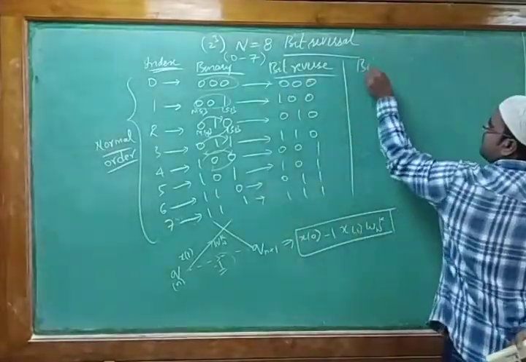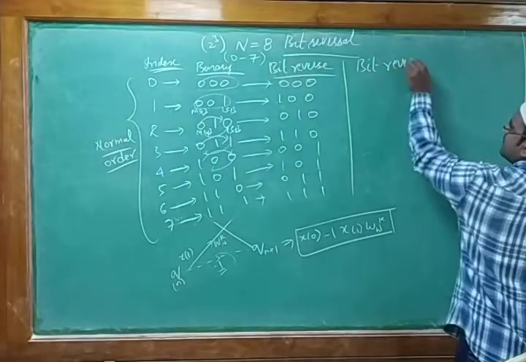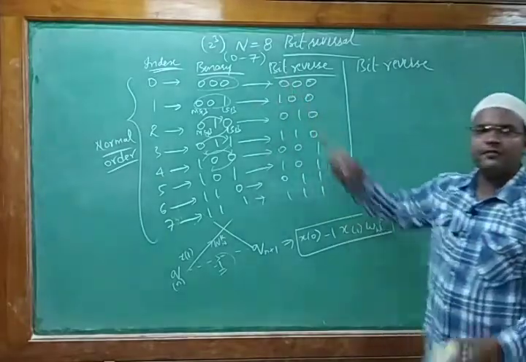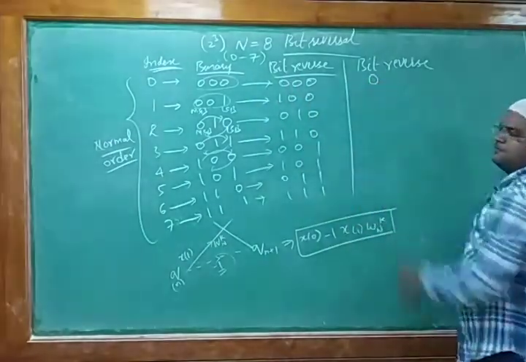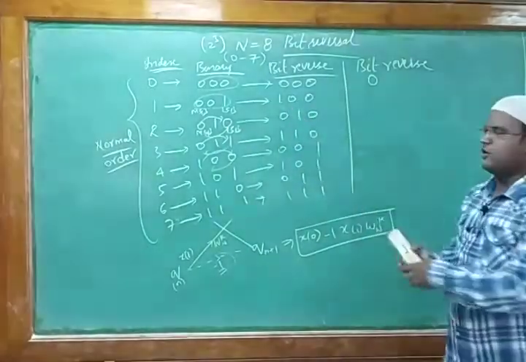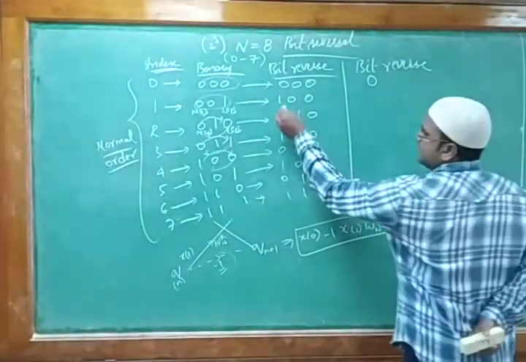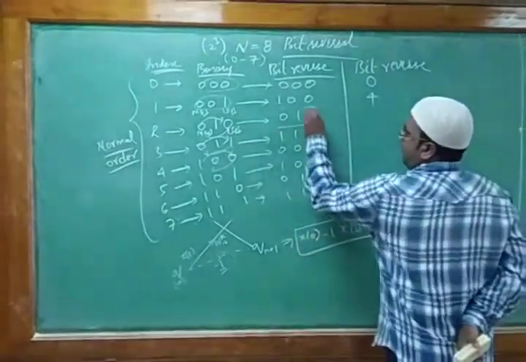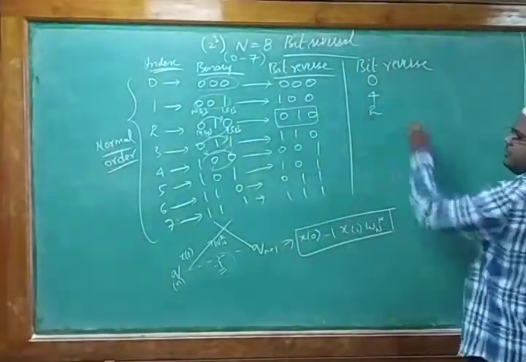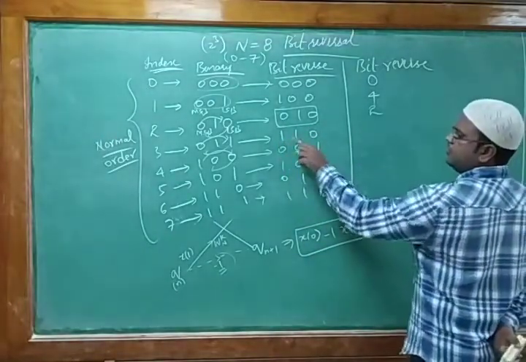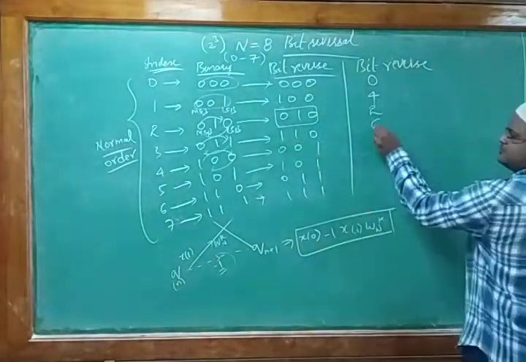Next, I want to write the bit reverse index. So how do I mention that one? 0 means again we got 0. Now 1: it is changing into 1, 0, 0, which is 4. 2 is becoming the same 2. 3 is becoming 6, because 4 plus 2 is 6.